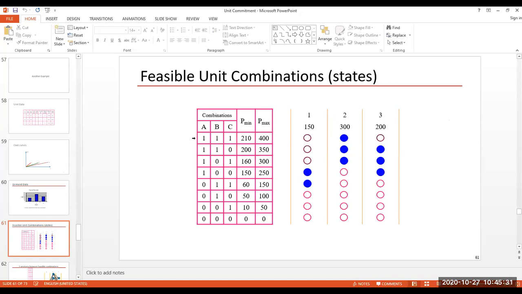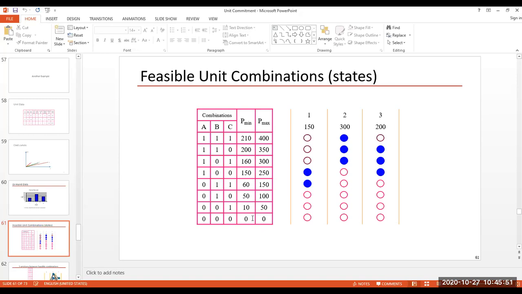These are the possible combinations. We have 3 units, so we simply order them, not in capacity ordering here. We are simply ordering them like binary numbering. So 0, 0, 0, 0, 0, 1, and so on. Ultimately we will reach 1, 1, 1.